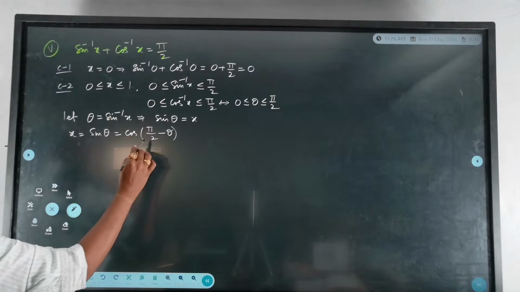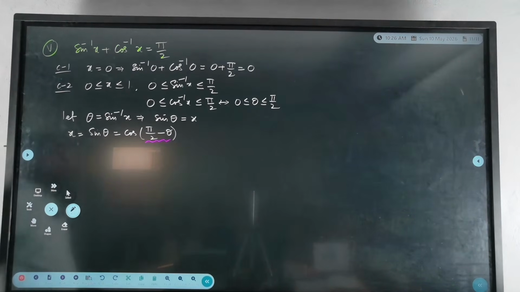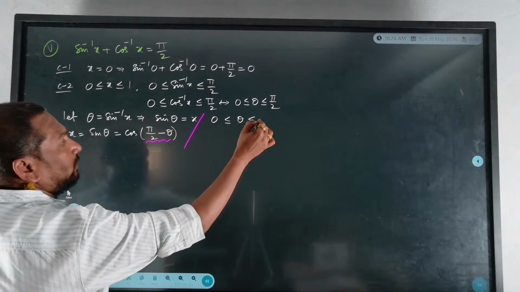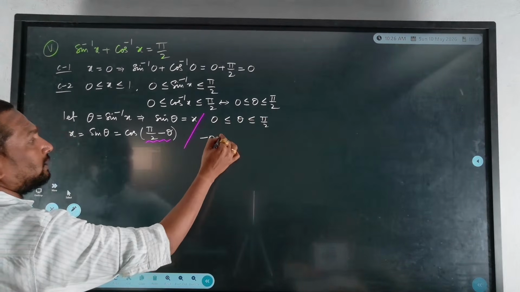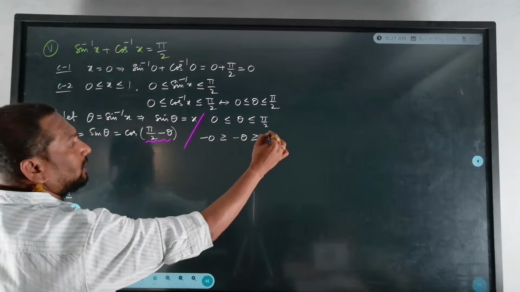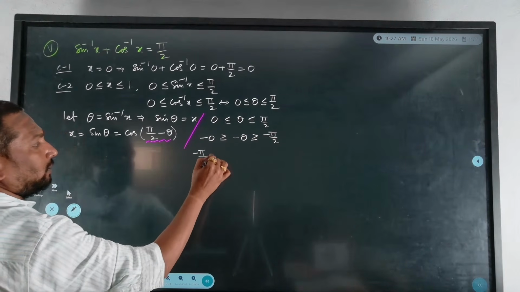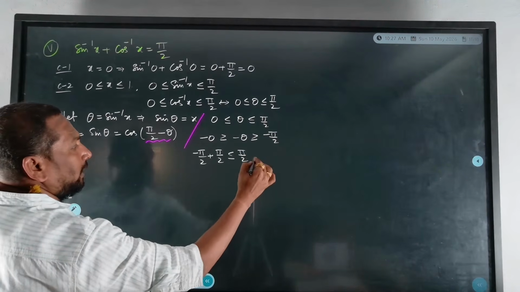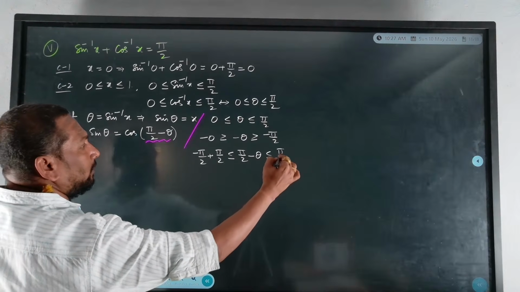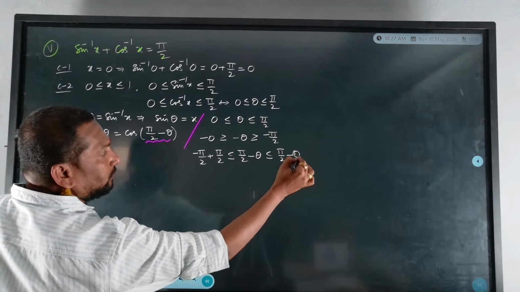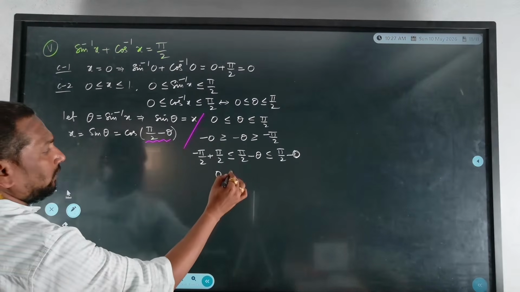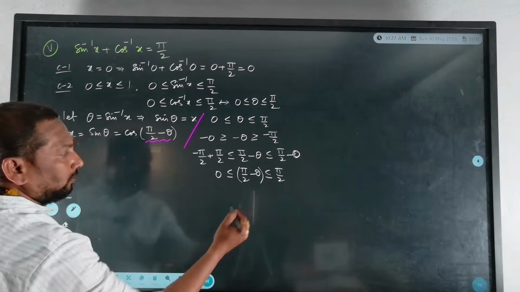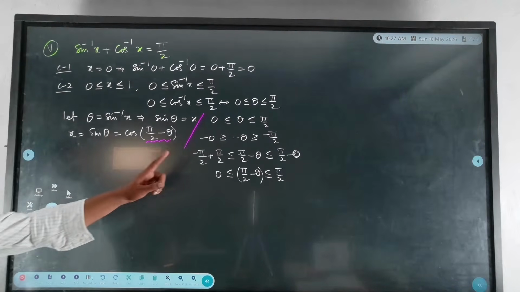What about pi by 2 minus theta? Once verify here, 0 to pi by 2 for theta. Multiply with minus: 0 greater than or equal to minus theta greater than or equal to minus pi by 2. Adding pi by 2: 0 less than or equal to pi by 2 minus theta less than or equal to pi by 2. So pi by 2 minus theta also lies between 0 and pi by 2, so nothing to worry.